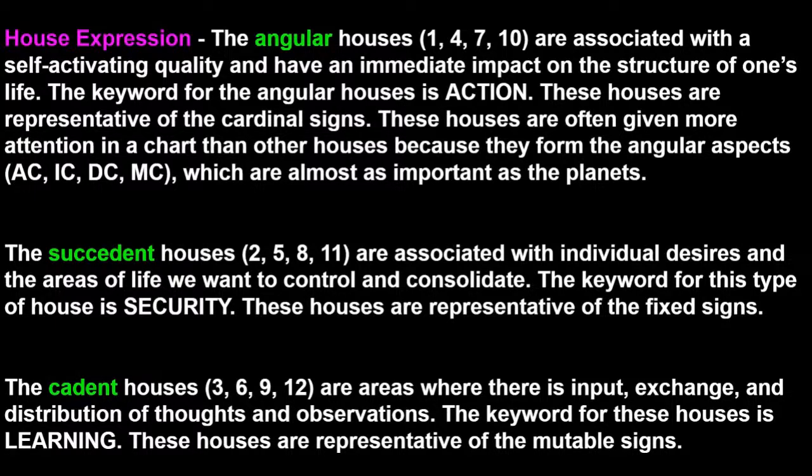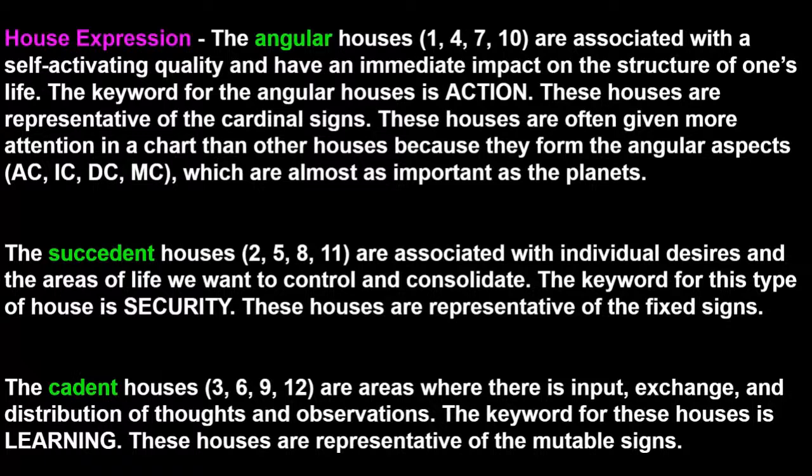And we will be discussing these also. So the cadent houses, 3, 6, 9, and 12 are areas where there is input, exchange, and distribution of thoughts and observations. The key word for these houses is learning. These houses are representative of the mutable signs.